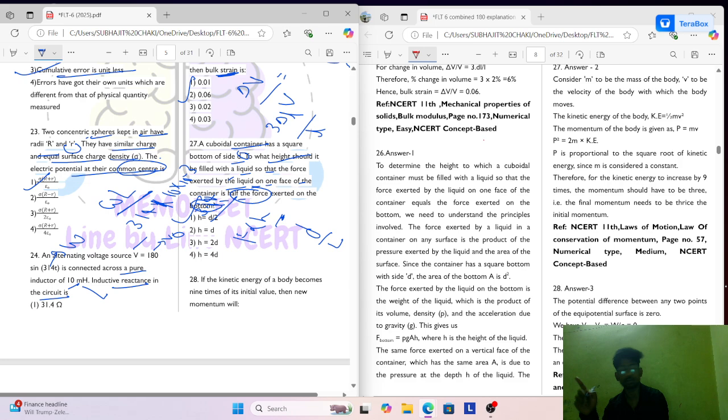If the kinetic energy of the body becomes 9 times the initial value, then the new momentum will become 3 times. Obviously, it becomes 3 times. Why? Because P square is proportional to kinetic energy E. So (P1 by P2) whole square equals E1 by 9 E1. E1 cancels out, so P1 by P2 equals 1 by 3. So P2 equals 3 P1. This is the correct option. Therefore, option number 2 will be the correct option here.